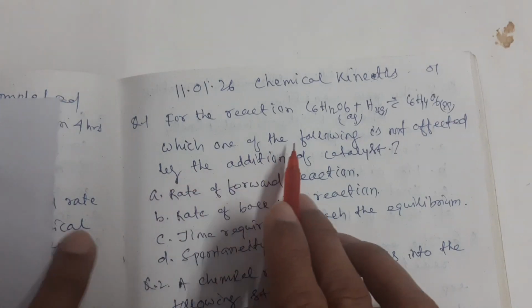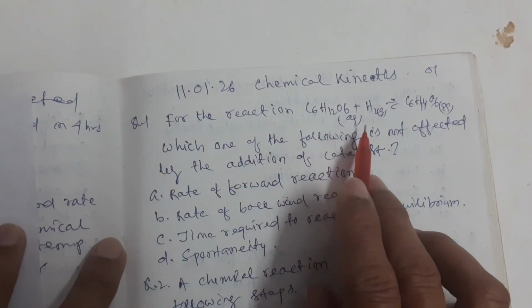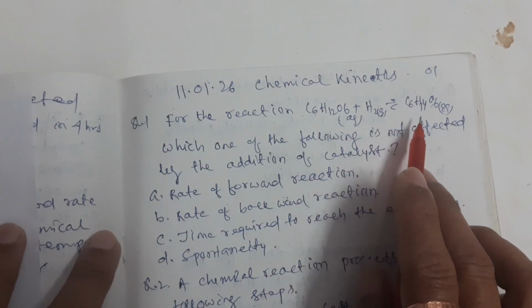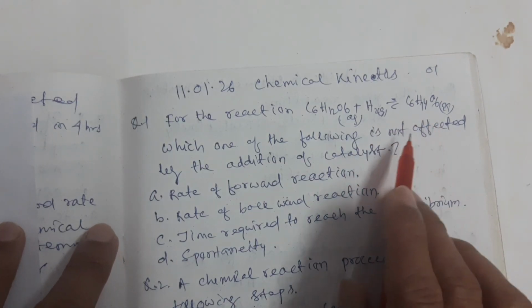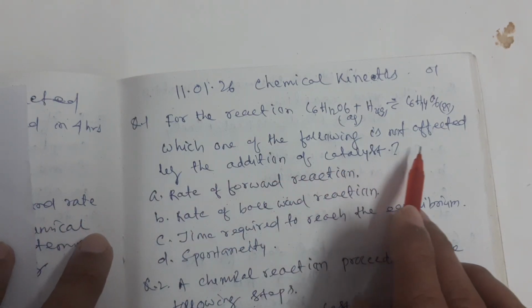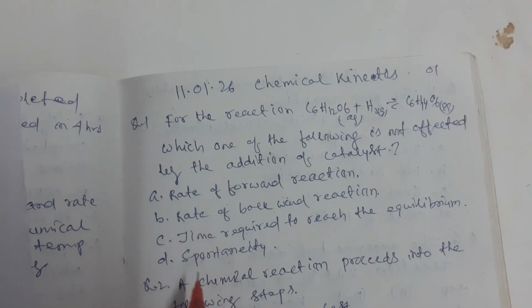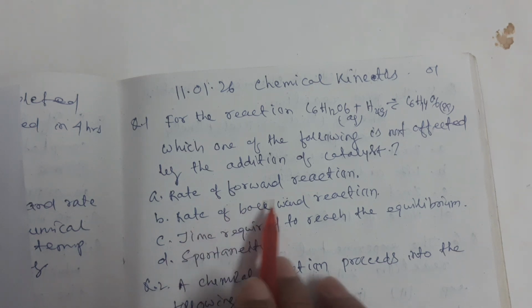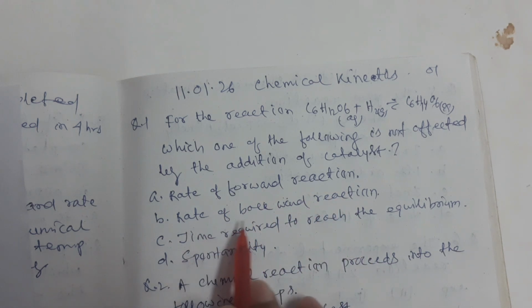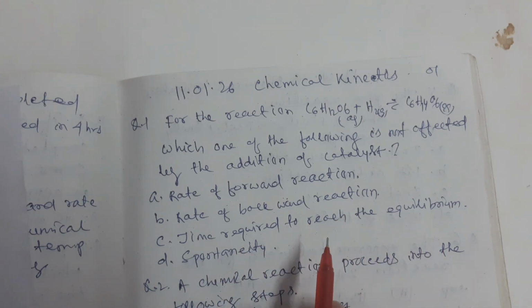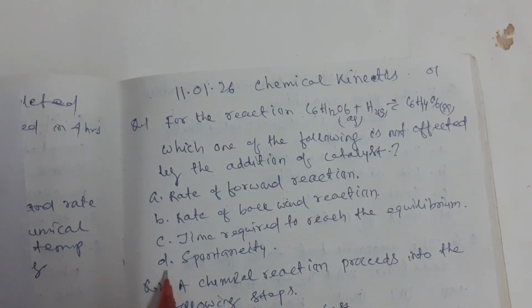First question, for the reaction glucose plus hydrogen giving C6H14O6, which one of the following is not affected by the addition of catalyst? These are the choices given. Out of the choices, spontaneity is not affected. The rate of forward reaction and rate of backward reaction are affected, and the time required to reach equilibrium is affected by using the catalyst, but spontaneity is not affected. So choice D is the correct answer.